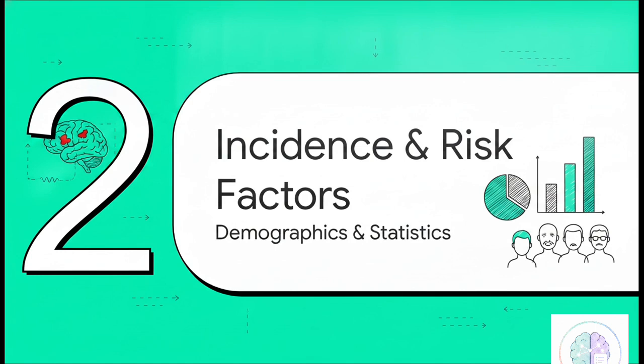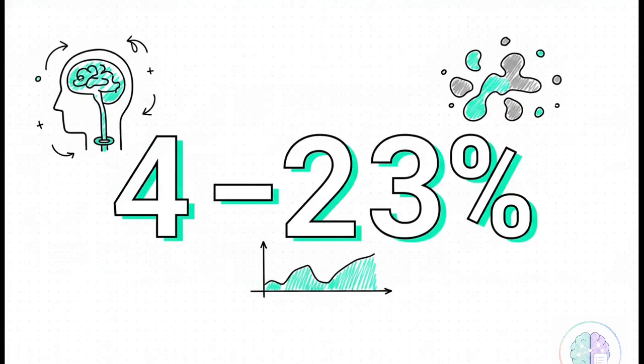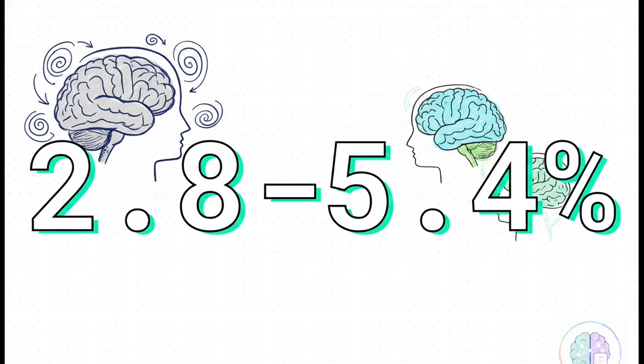Section 2. Incidence and risk factors. Let's look at the actual numbers. The incidence rate in adults following shunting is surprisingly broad, landing anywhere between 4 and 23%. That is a pretty significant chunk of your adult patient population that's going to require really close post-operative monitoring. But then, contrast that immediately with pediatric patients. The incidence drops significantly to a much tighter window of just 2.8 to 5.4%.